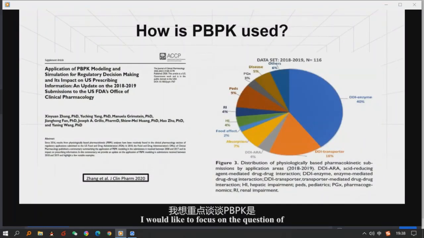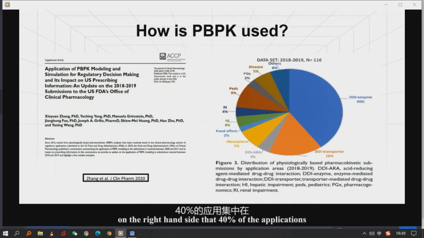Next, I would like to focus on the question of how is PBPK used? To answer this question, we will use a publication from Zhang et al. in the Journal of Clinical Pharmacology in 2020. The title of the publication is Application of PBPK Modeling and Simulation for Regulatory Decision-Making Impact on US Prescribing Information. And this was an update on the 2018 to 2019 submissions to the US FDA's Office of Clinical Pharmacology.